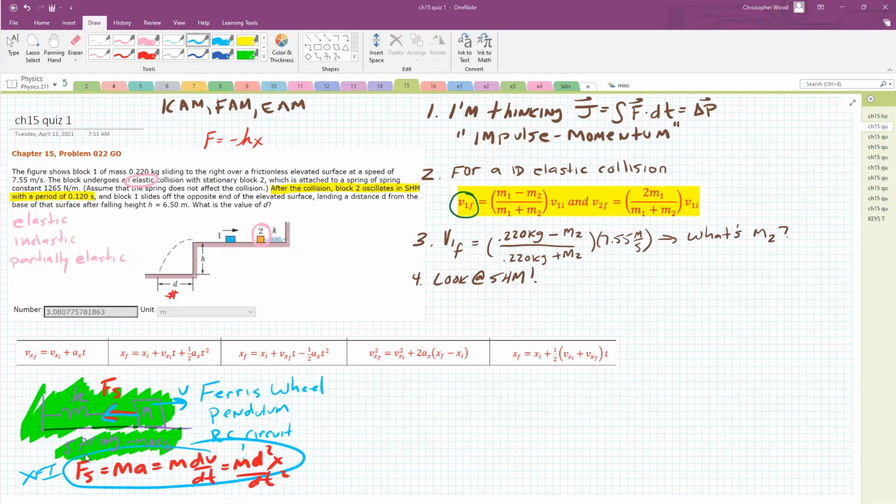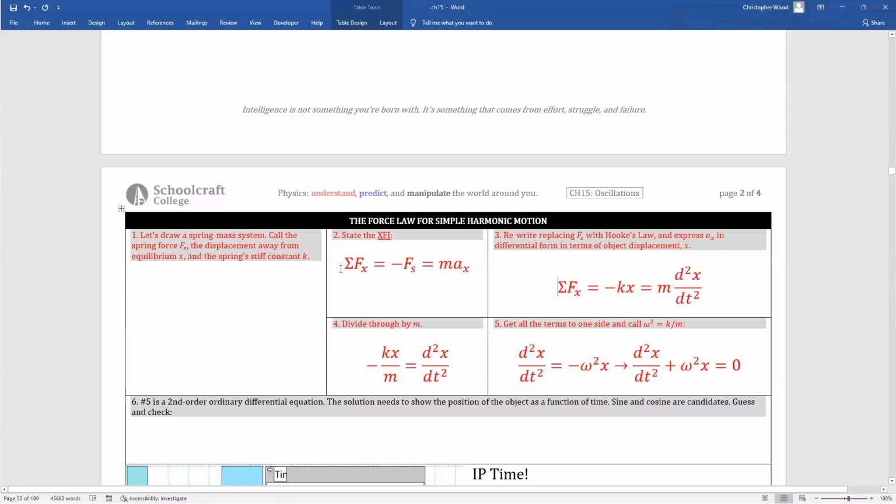Here's me doing the calculus version of acceleration. So this is the X force inventory with the calculus expression for acceleration, and I'm dividing through by M, and voila, we get to number 5, which is a second order ordinary homogeneous differential equation.